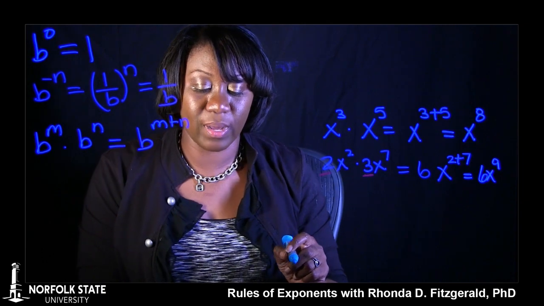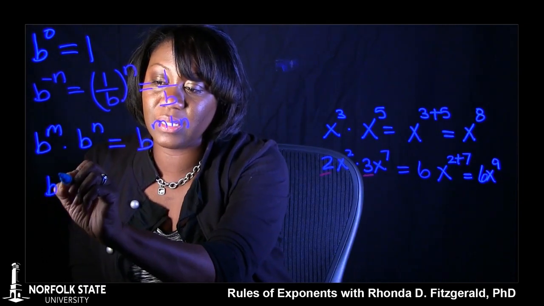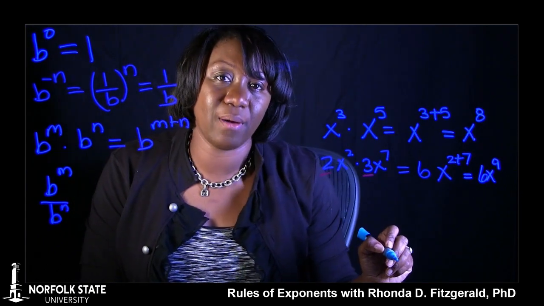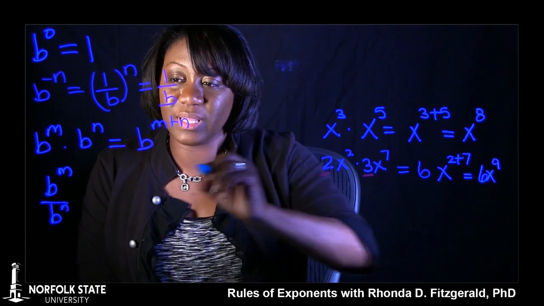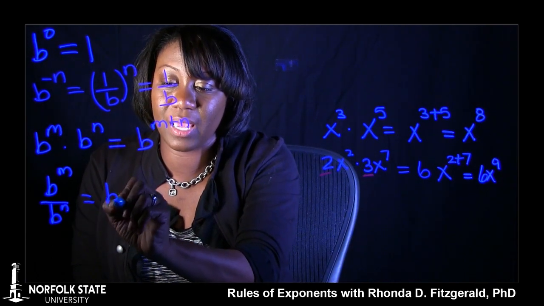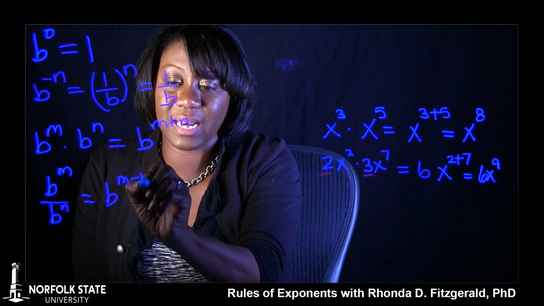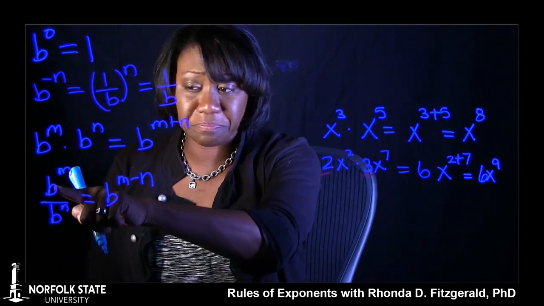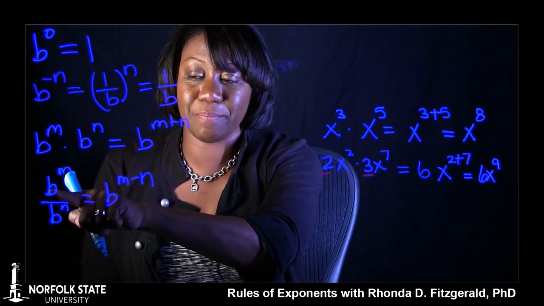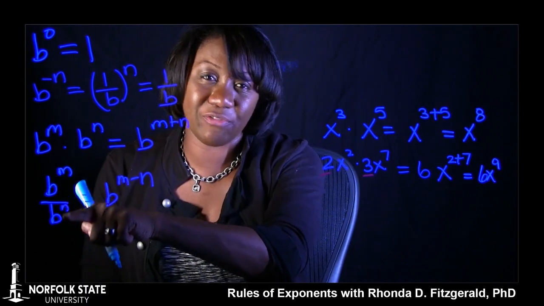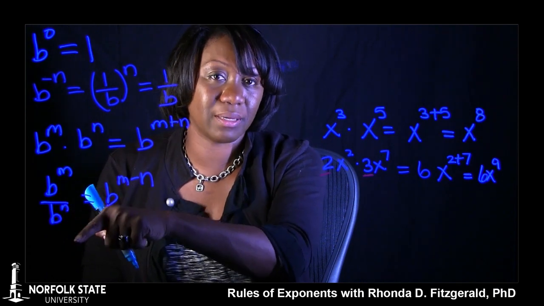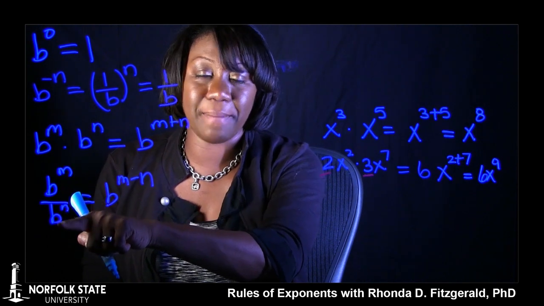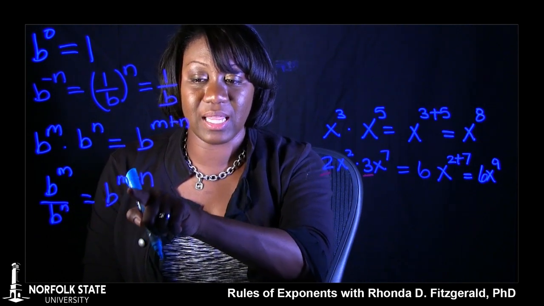One other rule that we want to look at is b to the m over b to the n. That's the quotient rule. What happens if I have a quotient? In this particular case, we end up with b to the m minus n power. The rule is that if I'm dividing, notice once again that my bases are the same, both b's. If they were different, if this was a b and that was an a, I wouldn't be able to combine them. So the bases must be the same. b to the m power divided by b to the n is equal to b to the m minus n.